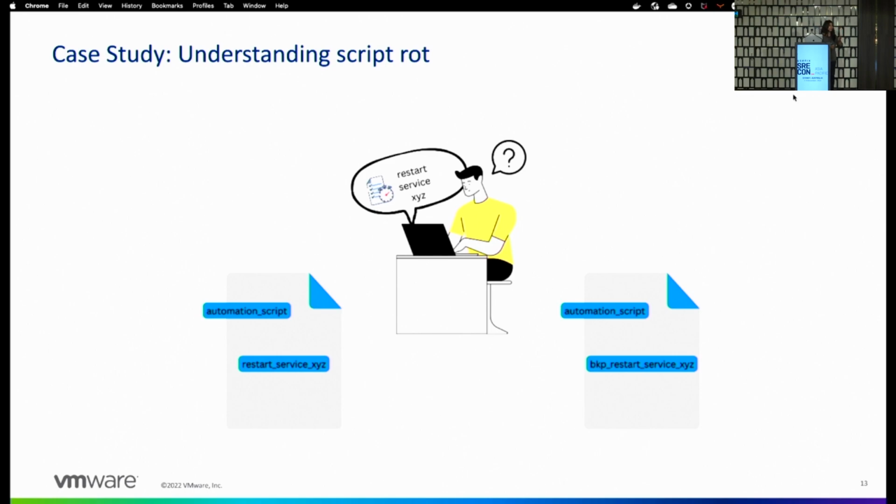Now he finds a step in the runbook which asks him to restart a service called, say, XYZ. He goes into the automation platform and looks at the automation options available to restart the service. He is able to find two different automations. One is named restart service XYZ, another named BKP restart service XYZ.